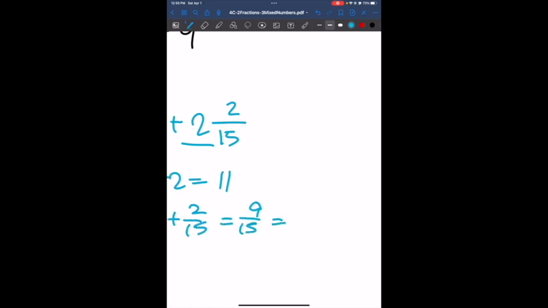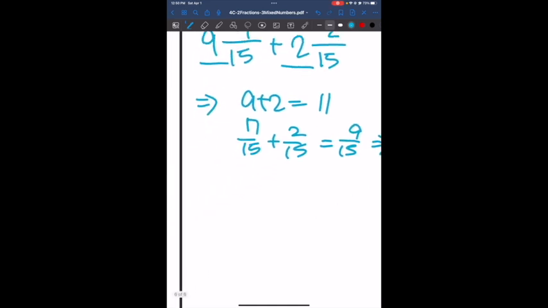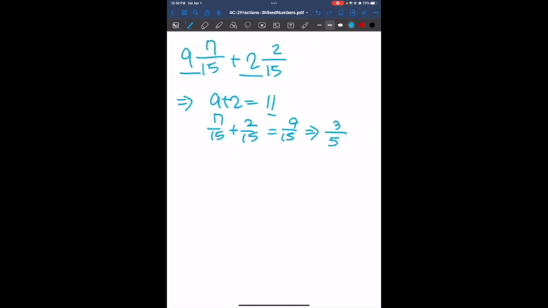We can simplify this by dividing both the numerator and the denominator by 3. So we can simplify it into 3/5. And so we're going to combine 11 and 3/5. And we can write that out as 11 and 3/5.